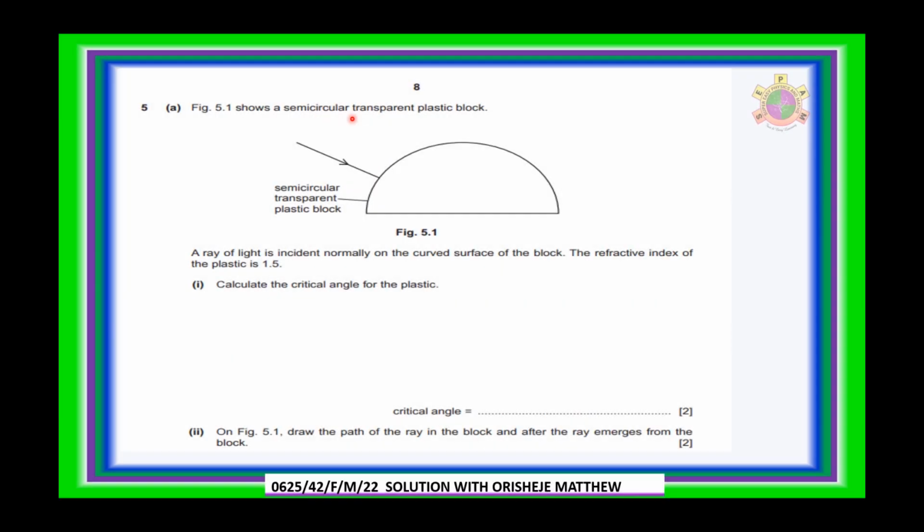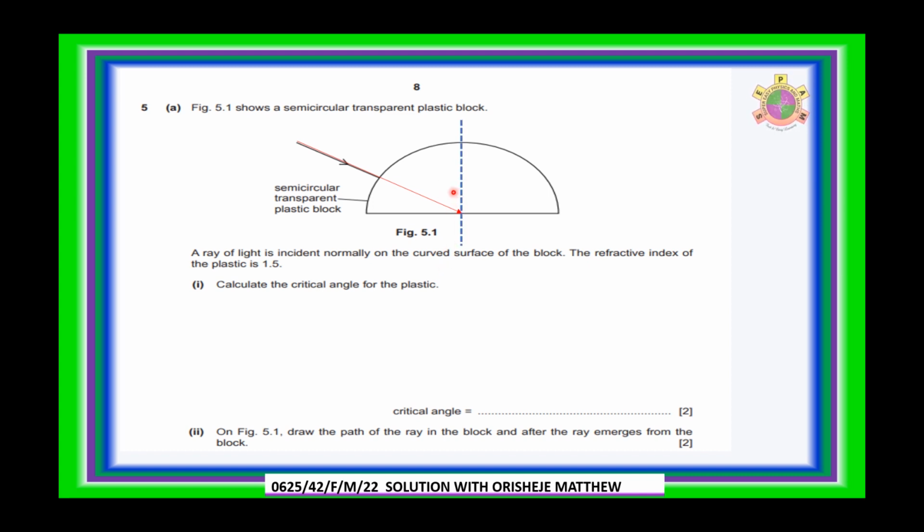A semi-circular transparent plastic block. A ray of light is incident normally on the edge of the block. The refractive index of the block is 1.5. Calculate the critical angle. So at critical angle, draw a normal.